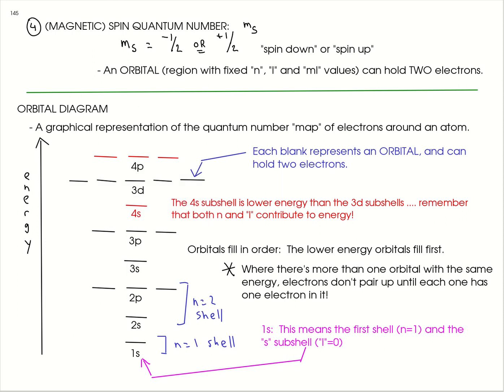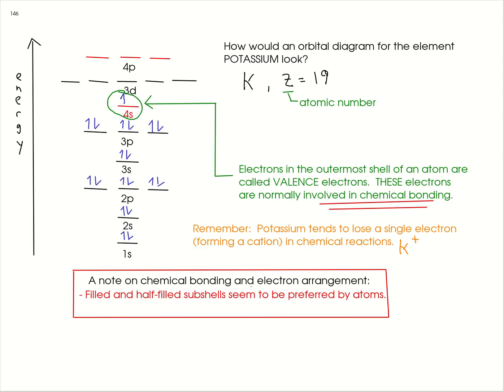So let's look at one of these with some electrons actually in it. Here is potassium. Potassium, symbol K, atomic number 19. In case you're wondering about the Z, a lot of times we just abbreviate the atomic number with Z. So if you see Z equals 19, they're just talking about the atomic number.